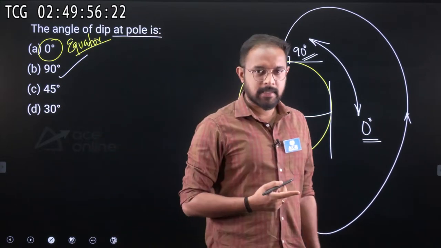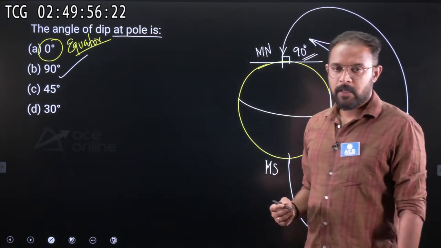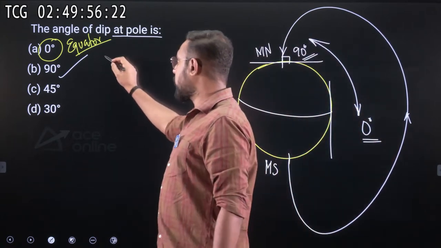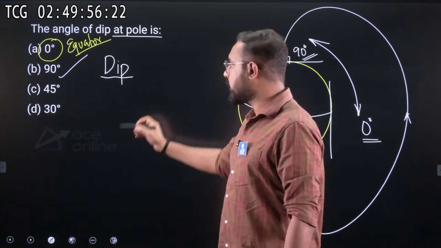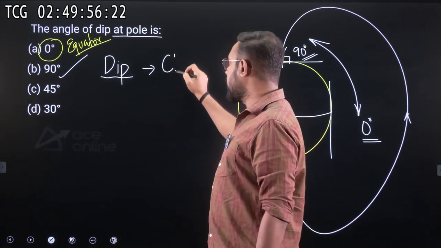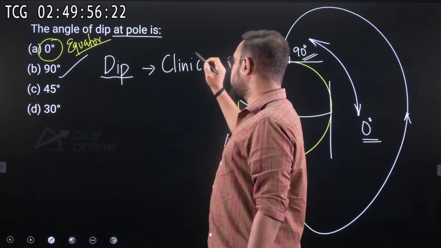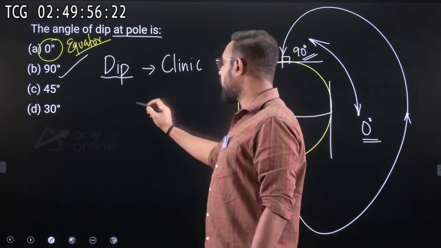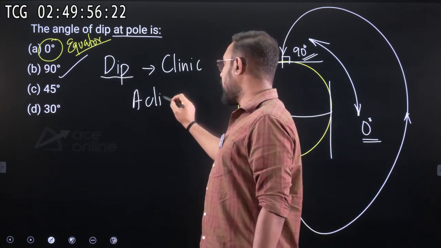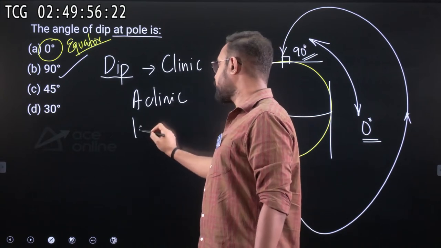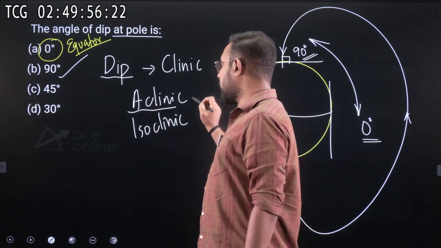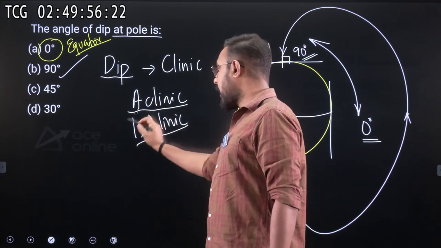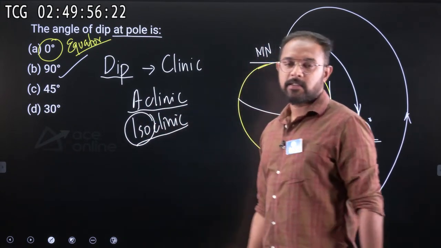Remember, there are two lines associated with dip. Dip is short for dispensary, and with a dispensary you will always find a clinic. So with the dip, we have two lines. Who are they? Aclinic lines and isoclinic lines. Aclinic means what? Isoclinic means what? Iso means same or equal.